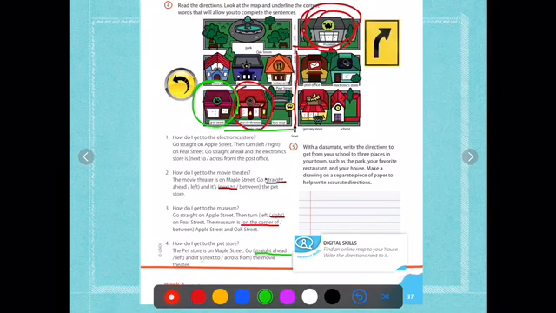Very good. It's next to the movie theater. And here you have it. Next to the movie theater. Alright, so those are the answers for number 2.